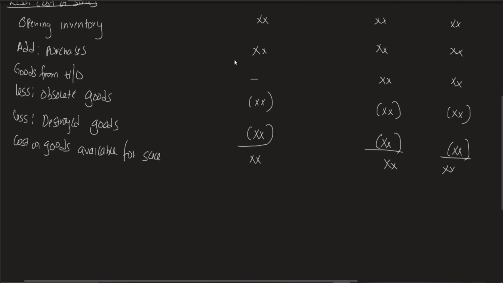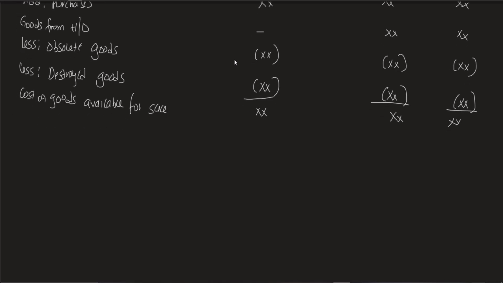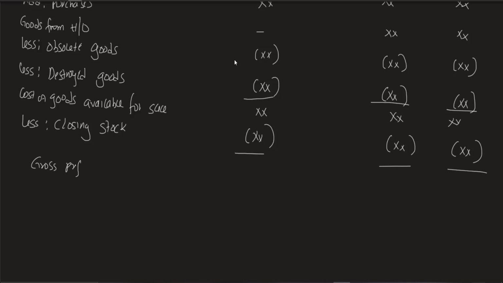Get the cost of goods available for sale, and then from there we can less the closing stock, and if we less the closing stock, we will get the gross profit.